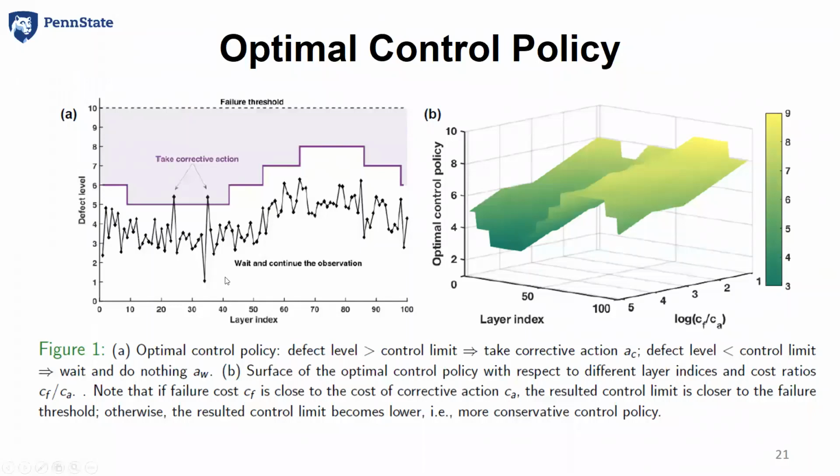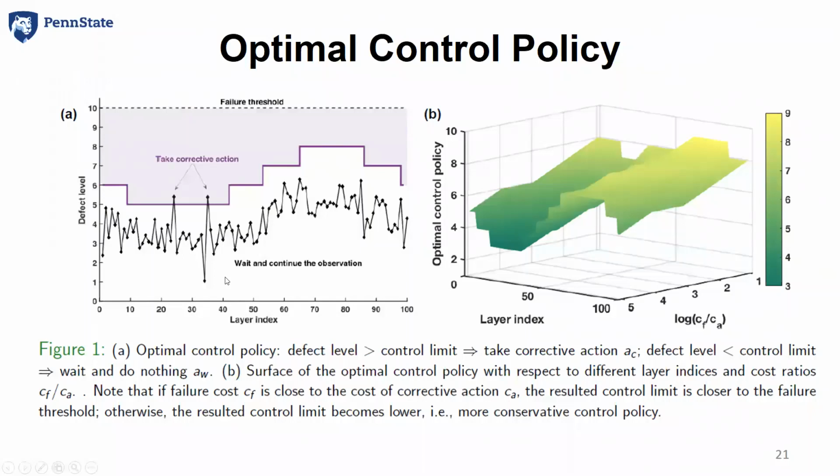So this is the optimal control policy. When the defect level is above this limit, then we take corrective actions. If not, over here we wait and continue the observation. We also studied how the policy surface changes with respect to different layer indices, and also the cost ratio, the failure cost over the action cost.